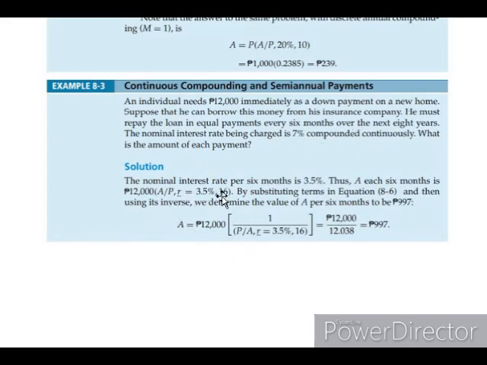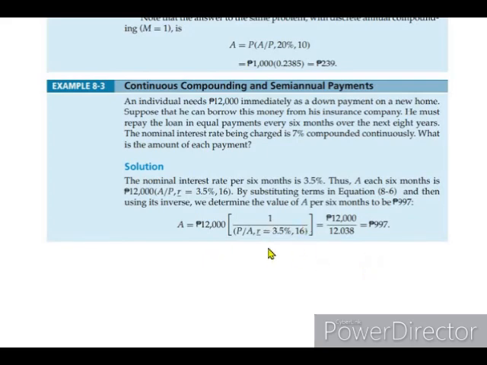So, the nominal interest rate per 6 months is 3.5%. Bakit? Kasi di-divide mo yung 7% sa 2. Thus, A each 6 months, so A each 6 months is 12,000. And hanapin mo kasi guys, yung value ng A given P. Okay, so kasi meron ka ng P dito yung 12,000 eh. So, r is equal to 3.5%. Okay, by substituting the terms in equation 8-6. So, anong formula ng 8-6?